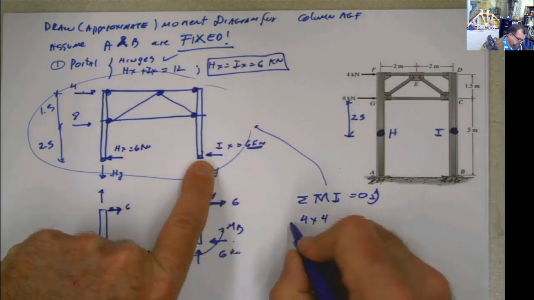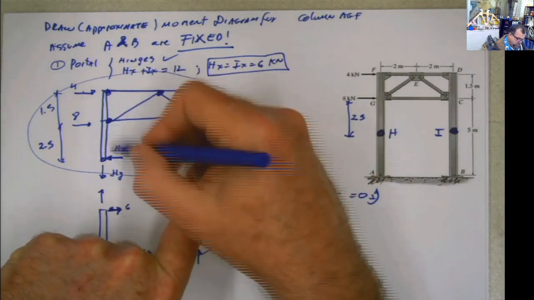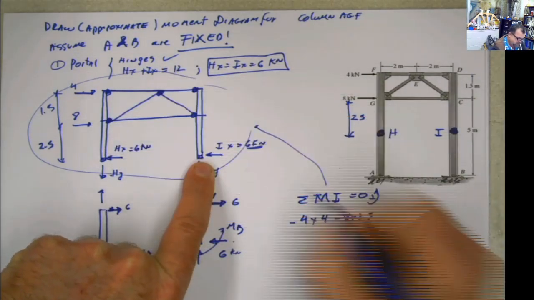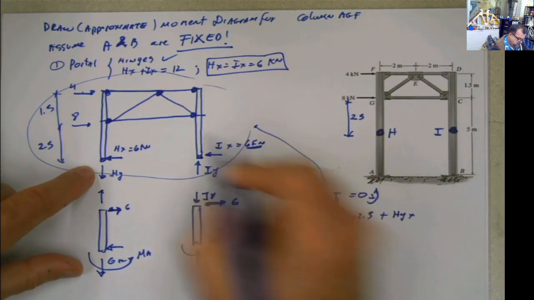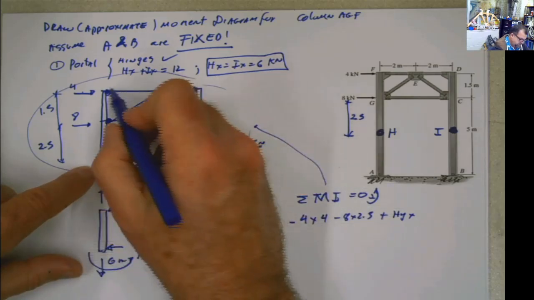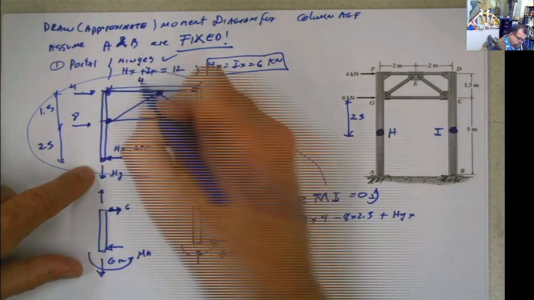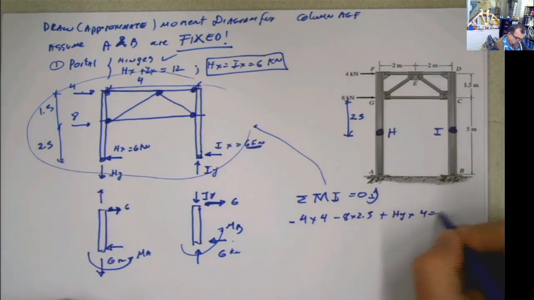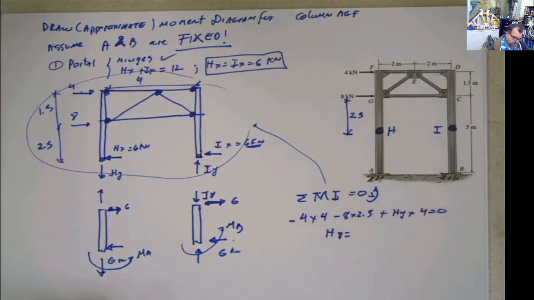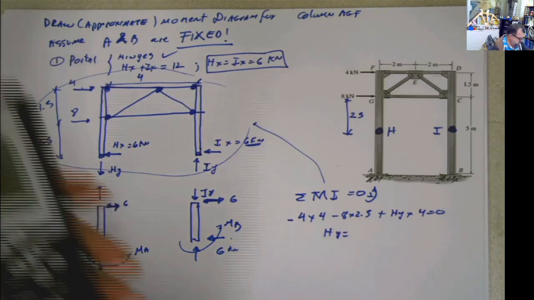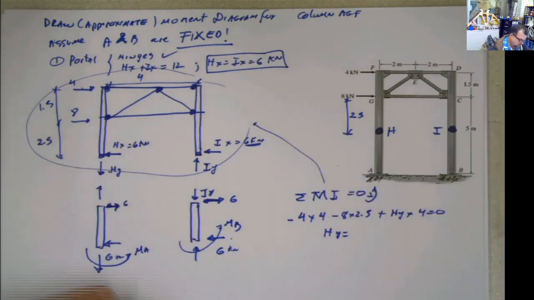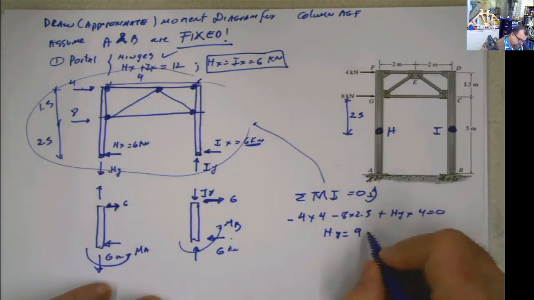4 times 4, negative. Now 8 times 2.5, negative. This passes through the point, plus hy times this distance, which is 4, as given here. 4 equals 0. And we can calculate hy. hy is negative 16 plus negative 20 is negative 36. Negative 36 divided by 4 equals 9. Equals 9 kilonewton.